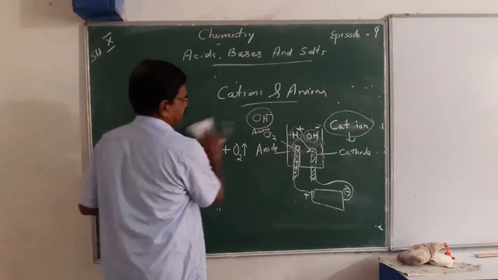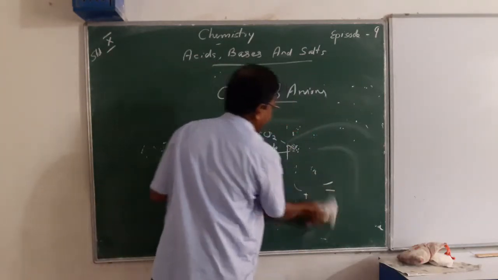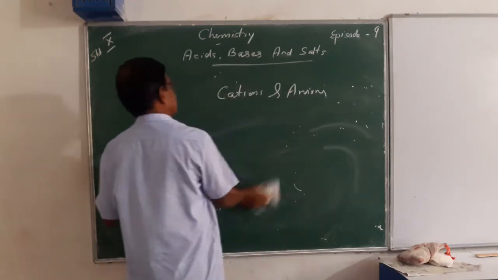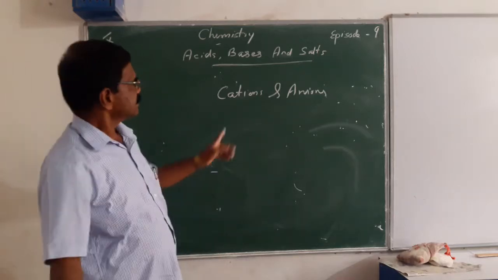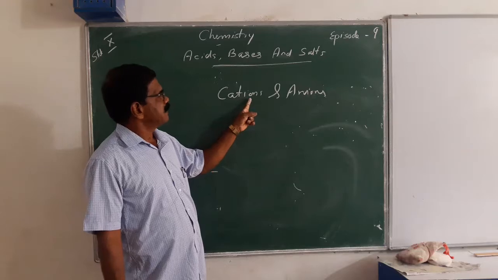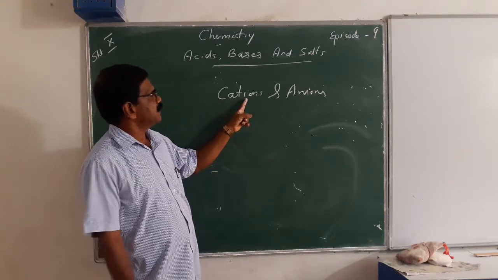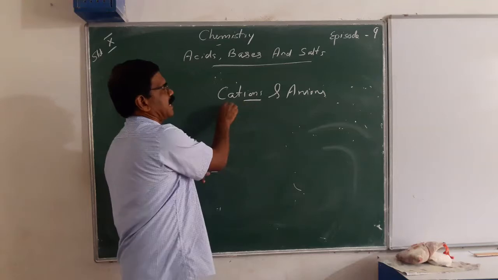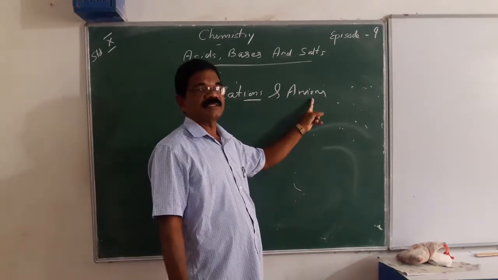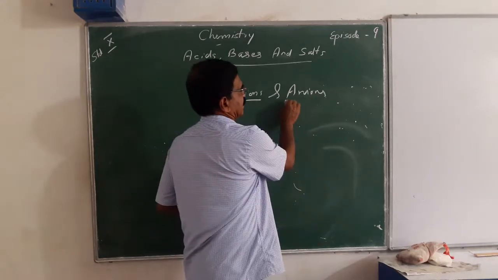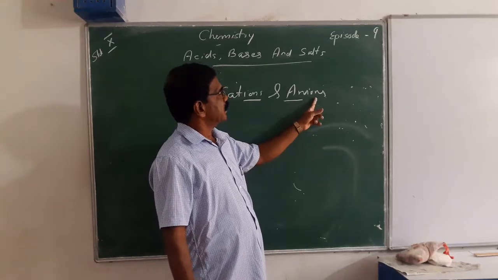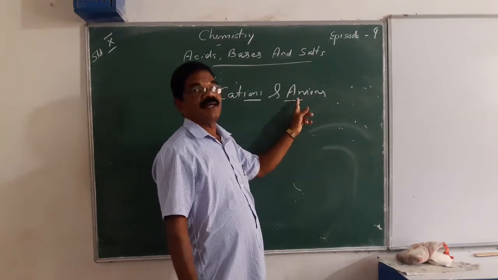Now we have to study what are cations and anions. You must have a clear idea of what cations and anions are. The positively charged ions that move towards the cathode are called cations. What are anions? During electrolysis, anion means anode. The negatively charged ions which move towards the anode are called anions.